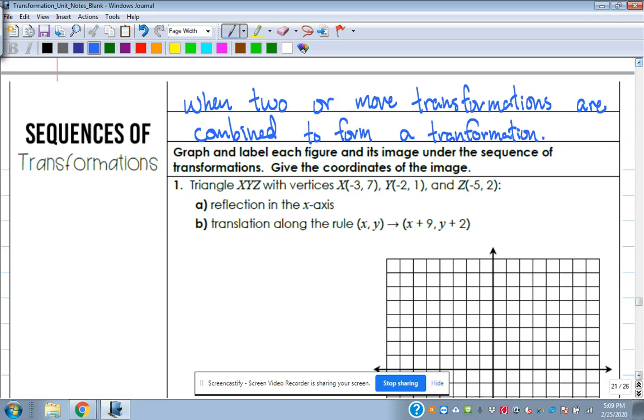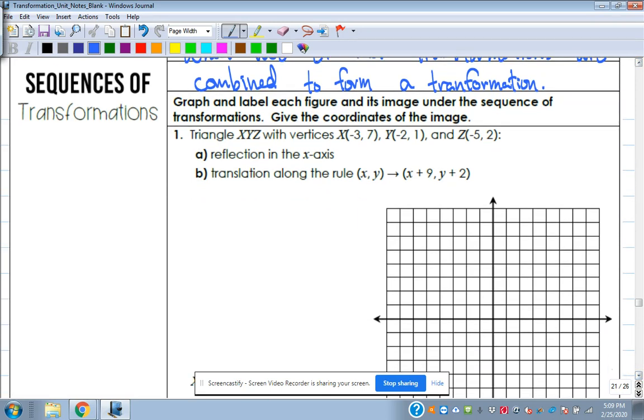So what happens when you take triangle XYZ with those particular ordered pairs and A reflected in the x-axis and B translated along the rule x plus 9 and y plus 2? So let's think our way through this. What happens when you reflect across the x-axis to the ordered pair?